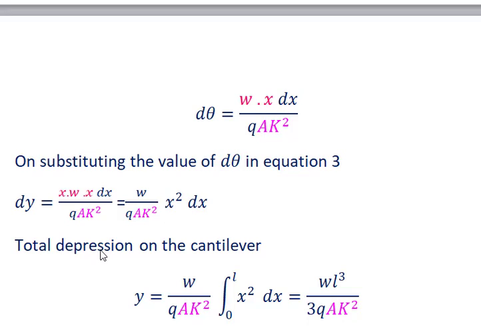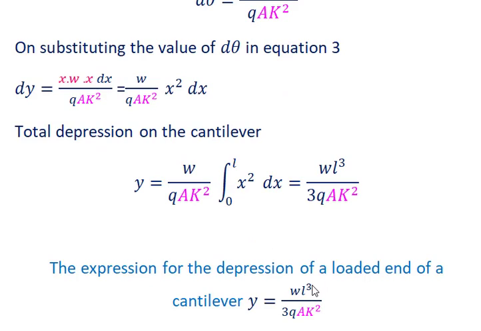So the total depression on the cantilever of length L: y is equal to W by QAK square integral 0 to L of x square dx. On simplifying and integrating, we have x cube by 3. On substituting L, we have L cube by 3. So W L cube by 3QAK square. So the final expression for the total depression of the loaded end of the cantilever is the depression y equal to WL cube by 3QAK square.